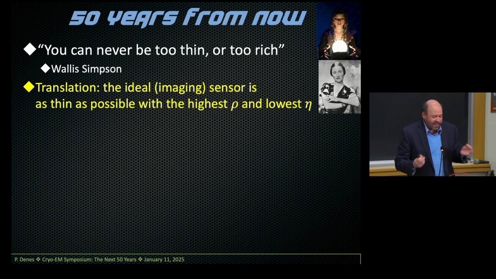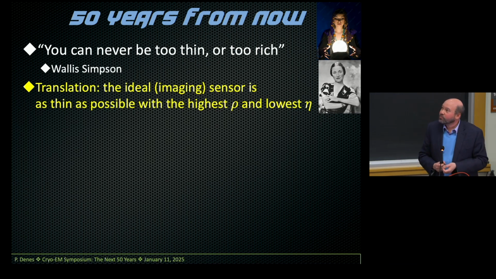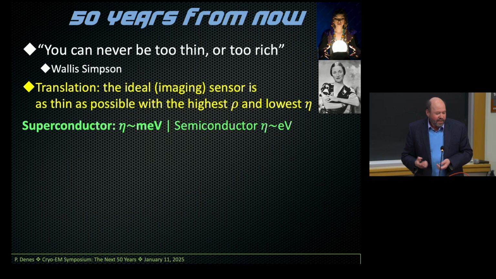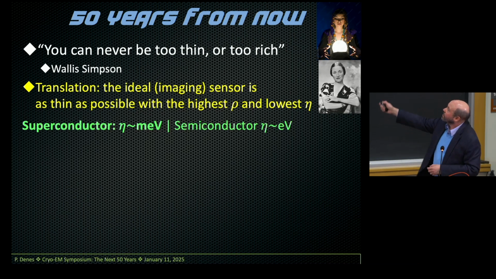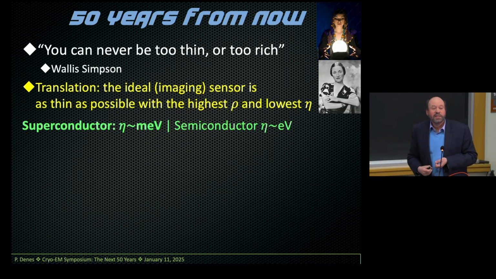What she meant is that the ideal imaging sensor is as thin as possible with the highest density and the lowest value of eta. I'm sure that's what she meant. So that's one approach, and that's probably true. But if we look, for example, at a superconductor, in our semiconductors, we need eVs to make a countable quantum. And in a superconductor, we need millivolts. So maybe we should be going cold.